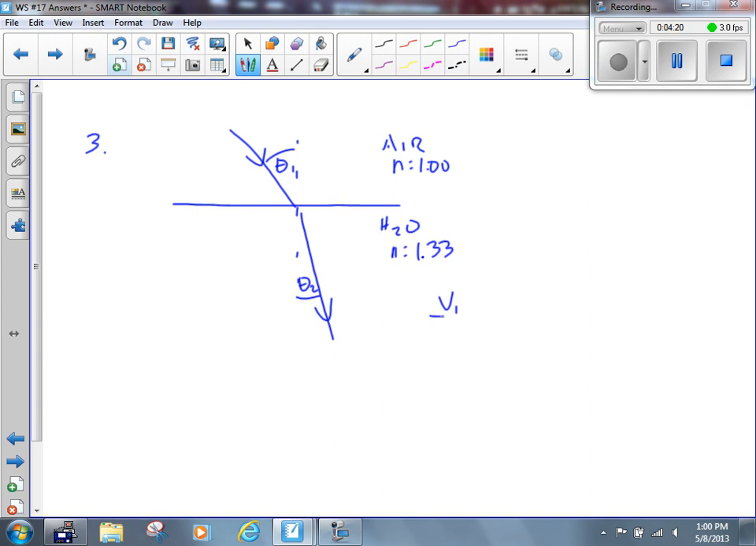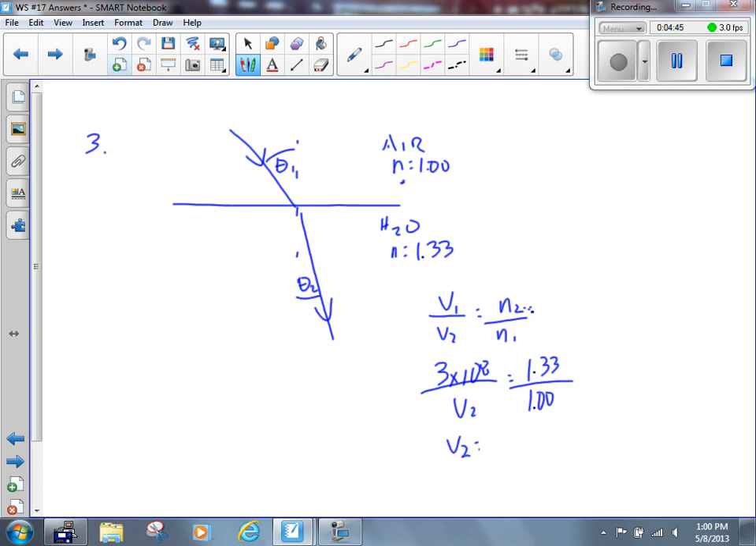Let's say V1 over V2 equals N2 over N1. V1 is the speed of light in air, that's medium 1, 3 times 10 to the 8. We're trying to find V2, the speed of light in water. N2 is the index of refraction for water, it's 1.33. And N1 is the index of refraction for air, 1.00.